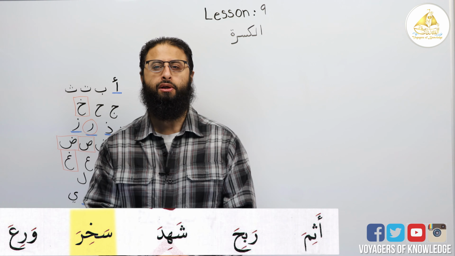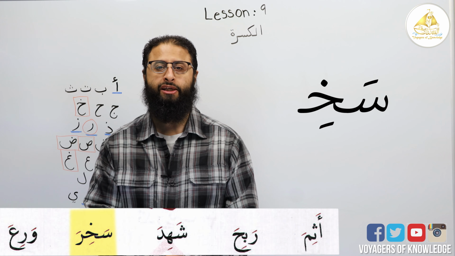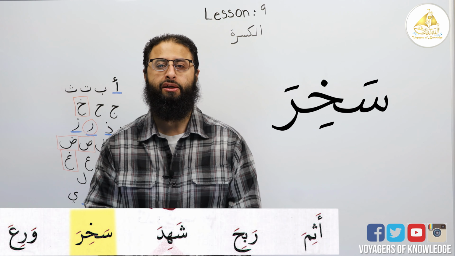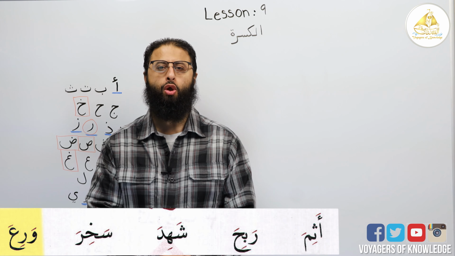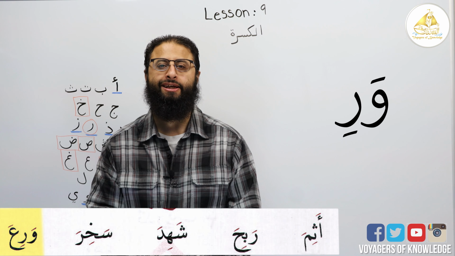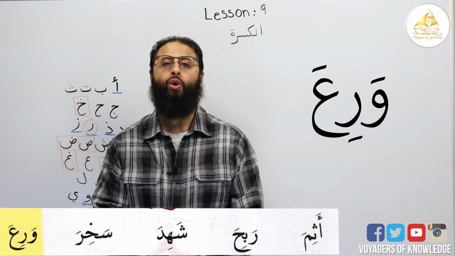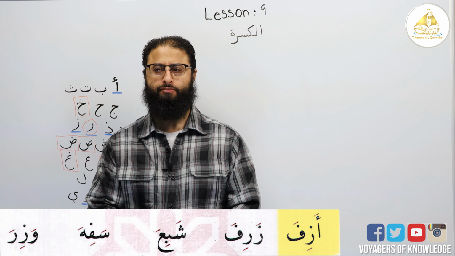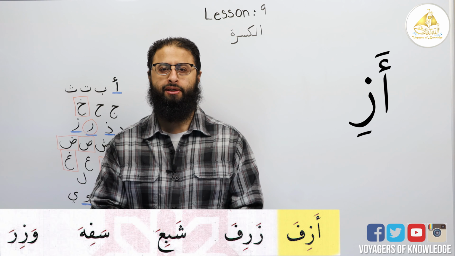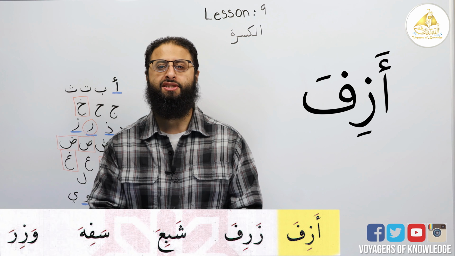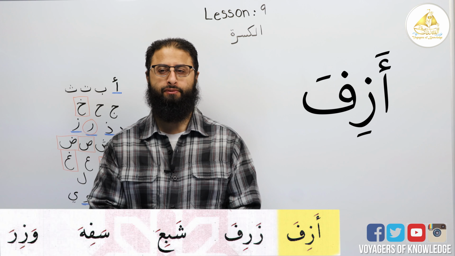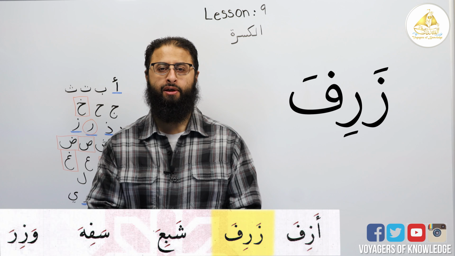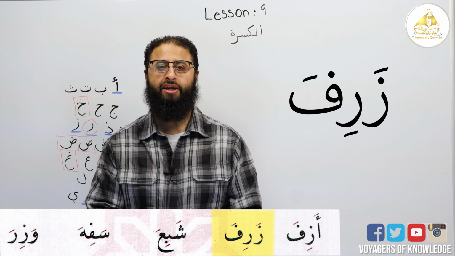Next word. Sa, Khi, Ra, Sakhira, Sakhira. Next word. Wa, Ri, A, Wari'a, Wari'a. Next line. A, Zi, Fa, Azifa, Azifa. Next word. Za, Ri, Fa, Zarifa, Zarifa.